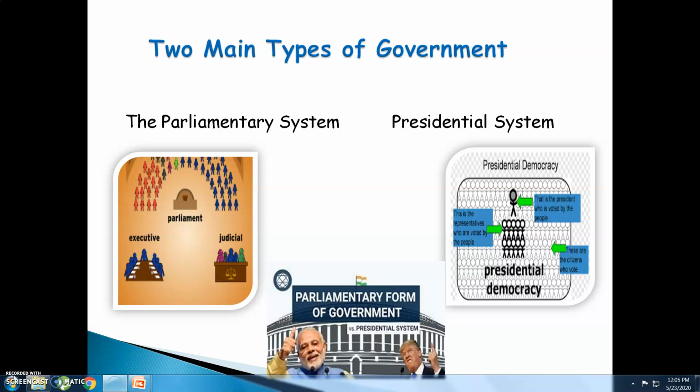There are two main types of government. First is the parliamentary system, and next is the presidential system. In the parliamentary system, the head of the country is the president, followed by the prime minister, followed by the council of ministers. Whereas in the presidential system, the head of the country is only the president of the respective country.